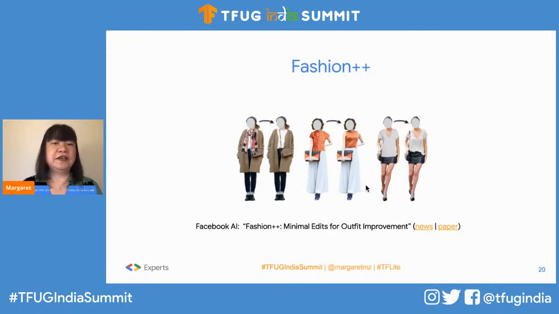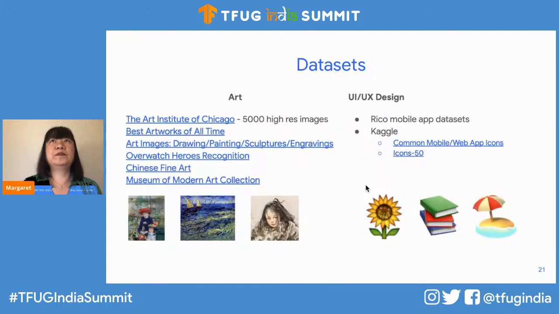In 2019, Facebook AI came up with Fashion++ that is capable of recommending fashion changes. As I mentioned earlier, a lot of these generative designs will generate new images, enhance resolution, or do image-to-image translation. But this is a bit different, where the model is actually capable of recommending fashion changes. So in a way, it feels smarter than some of the other models.